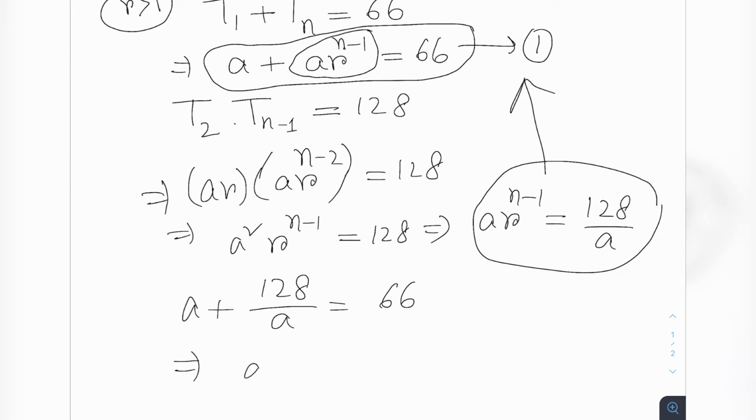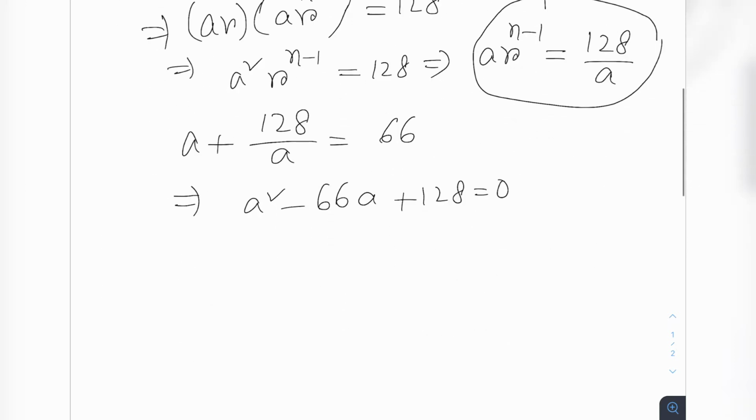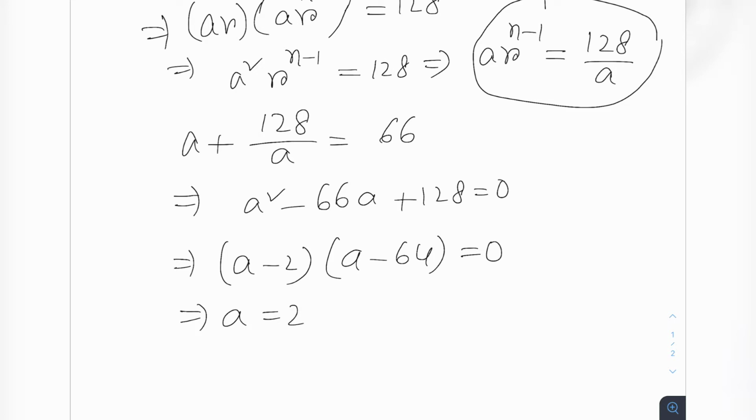That implies a square minus 66a plus 128 equals 0. That means a minus 2 into a minus 64 equals 0. That means a becomes 2 or 64.